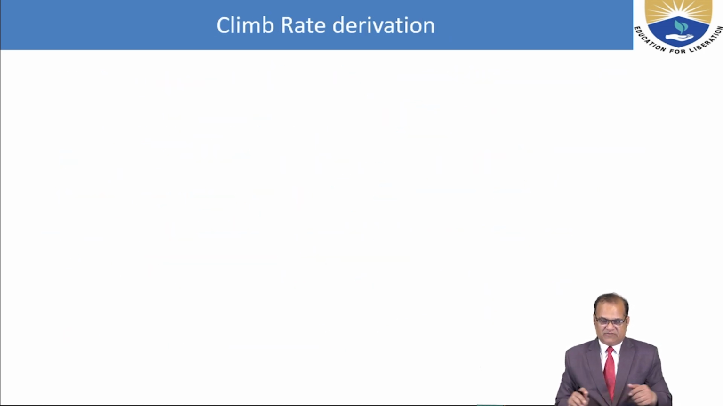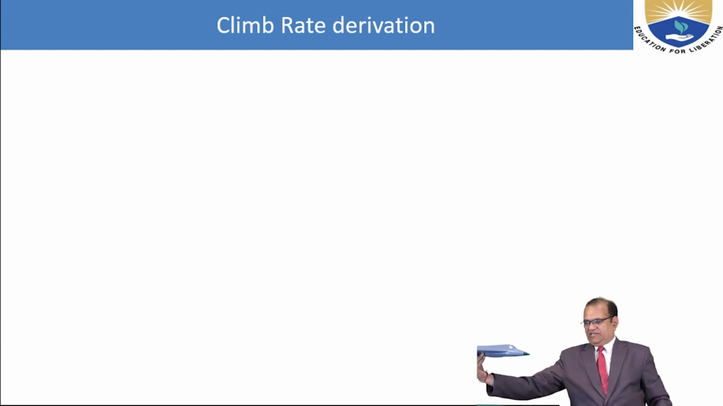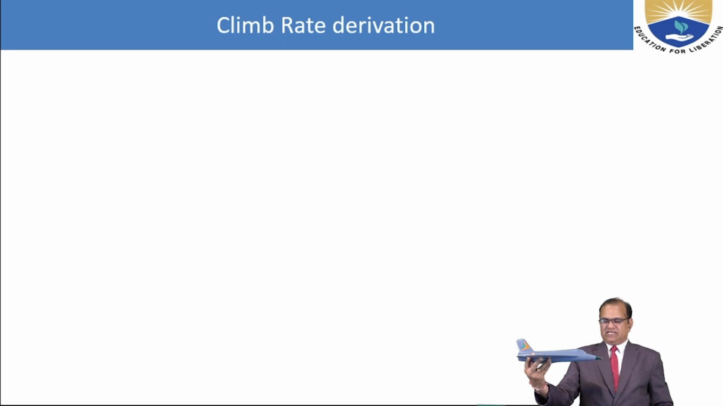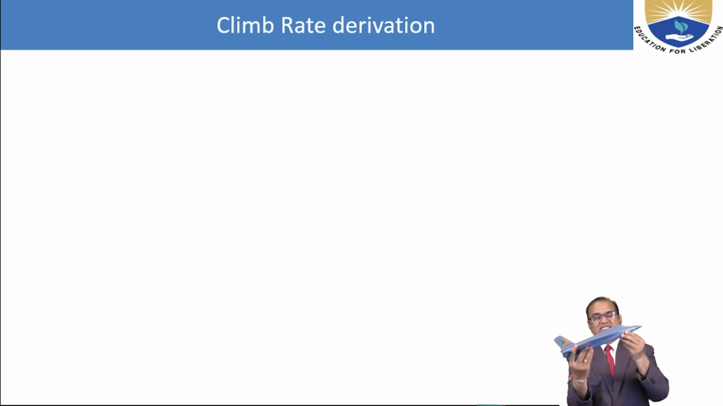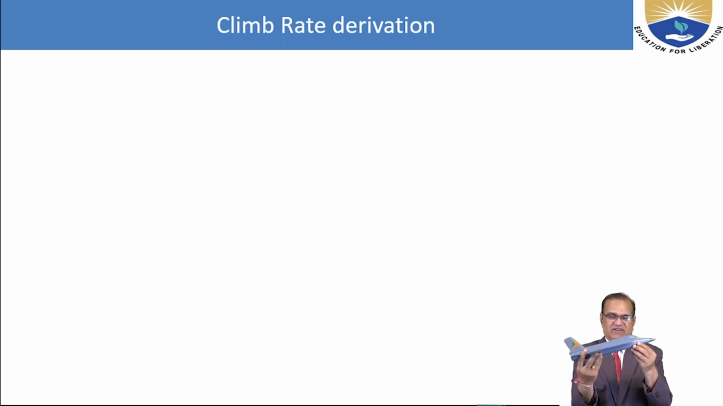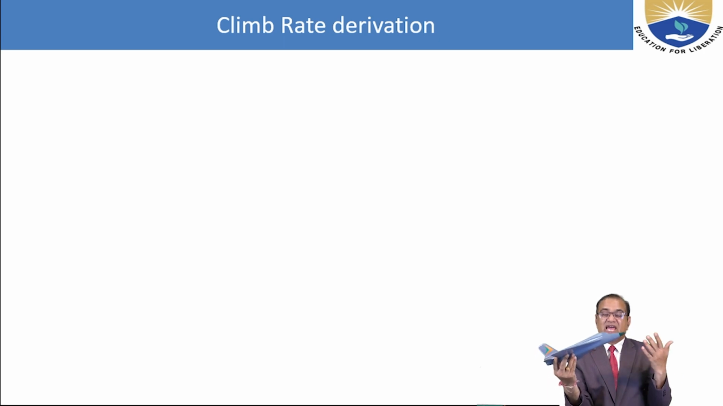Now, climb rate derivation. Now we have to see how much is the climb rate for this condition. So what is the climb first? I will just demonstrate here. This aircraft is on the runway. It is going like this, and after running some distance, when speed is sufficient to take off, the pilot will make nose up and it will rotate on the ground and go like this. This is called the climb of the aircraft. So we are going to discuss here climb rate, and we will see how these climb rates are derived.